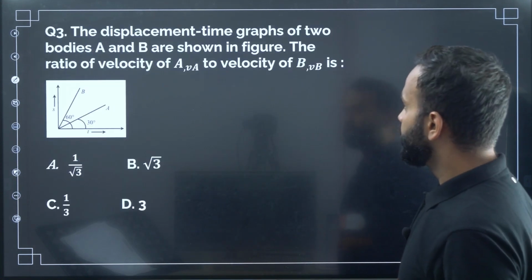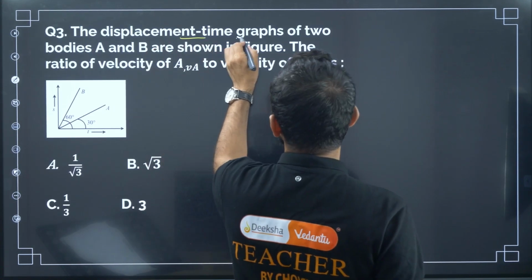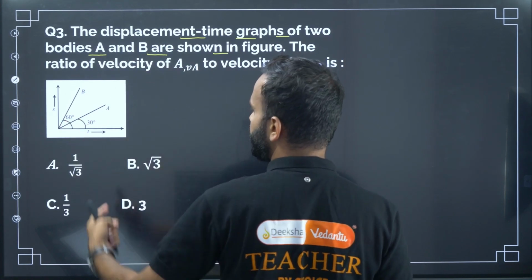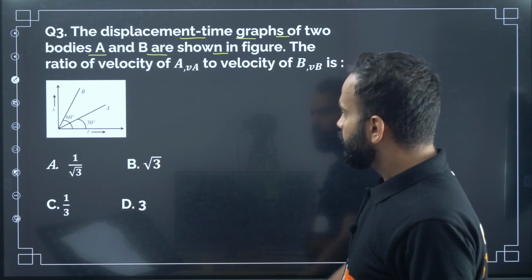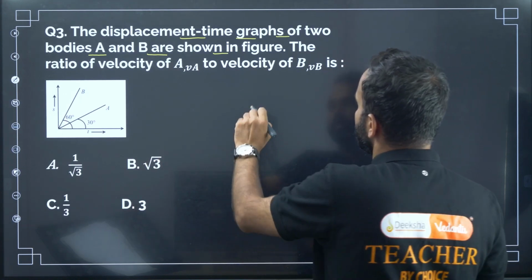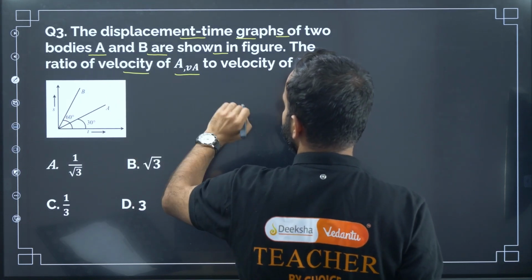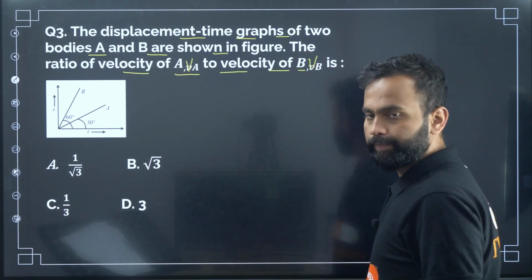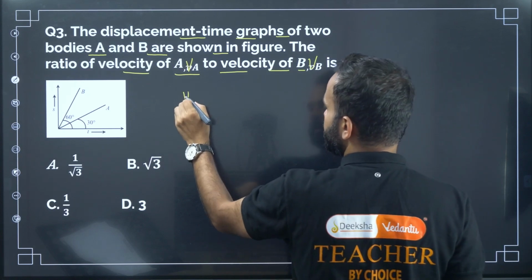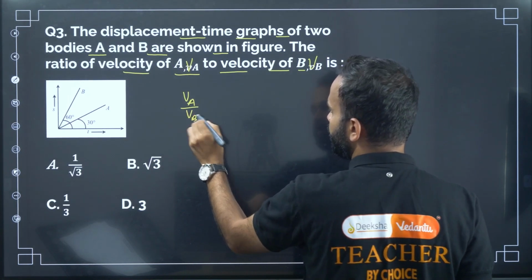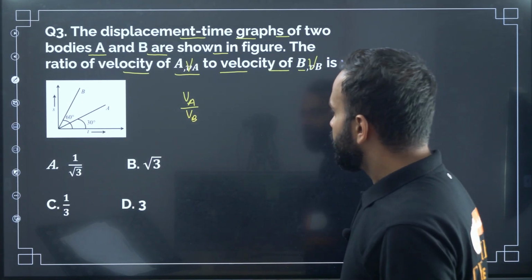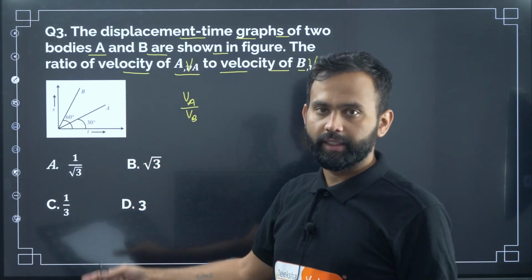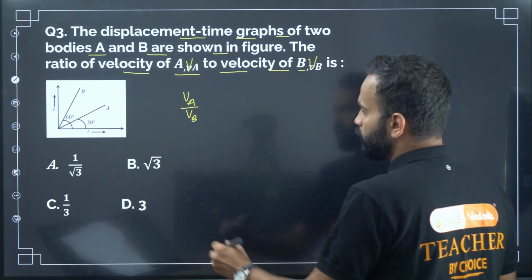The next question, question number 3. The displacement time graph of two bodies A and B is shown in the figure. So this is the displacement versus time graph. The ratio of the velocity of A, VA, to the velocity of B, VB, we need to find. In a displacement versus time graph, if we take the slope of the straight line, we will get the velocity. Now what is the slope of A?